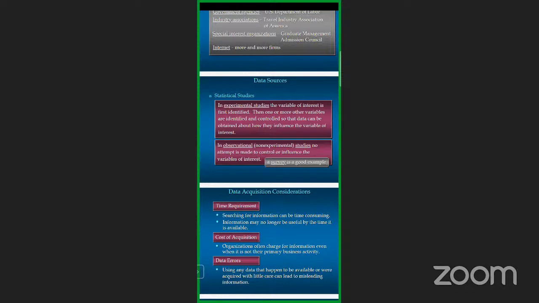Now, if you go with these data acquisition considerations, first is the time requirement. Searching for information can be time consuming most of the time. Information may no longer be useful by the time it is available. Sometimes there is the cost of acquisition. Like organizations often charge for information even when it is not their primary business activity.